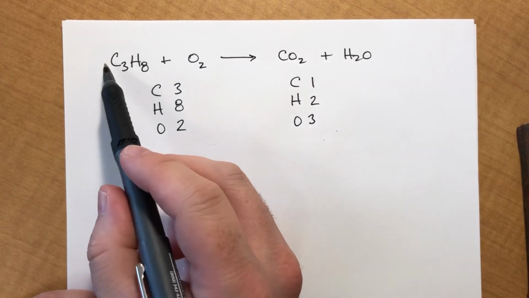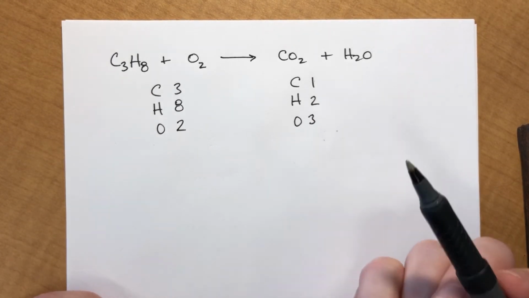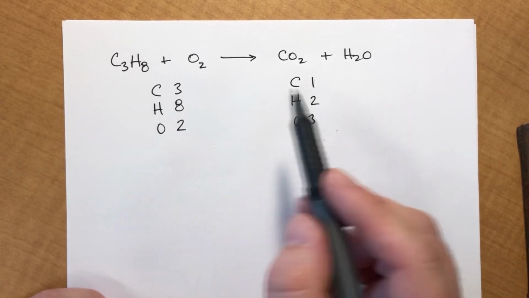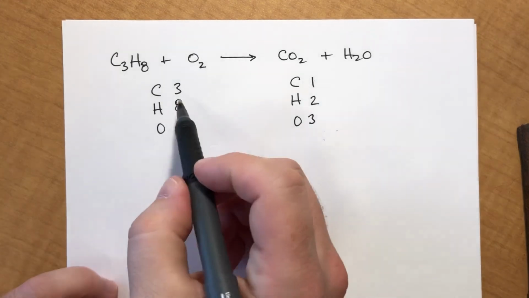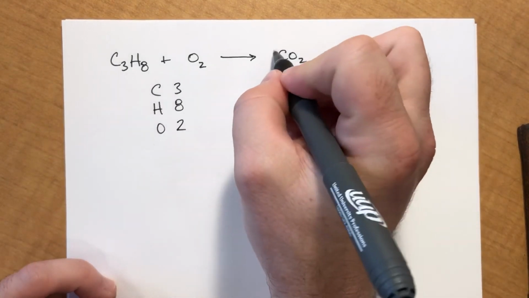I fully admit that if you added zeros in the front, they would all go to 0 and it'd be super easy. We don't have that option. They have to be nice whole numbers. So I literally just do it. I pick one element at a time and I fix it one element at a time. So we have 3 carbons on this side. We need 3 carbons on this side, so I'm going to put a 3 in the front.